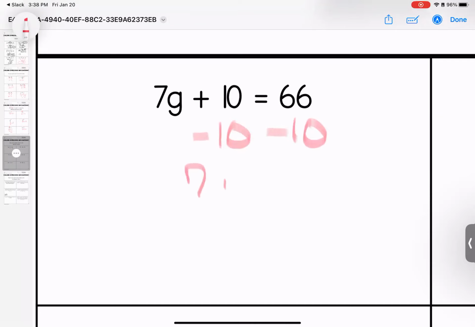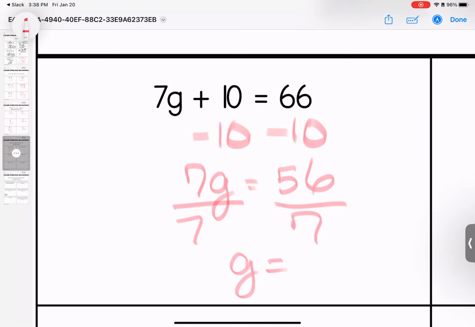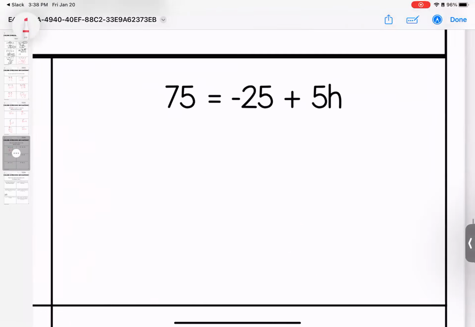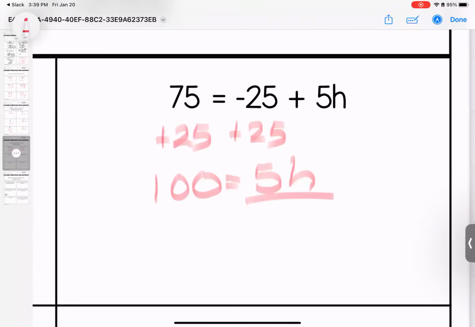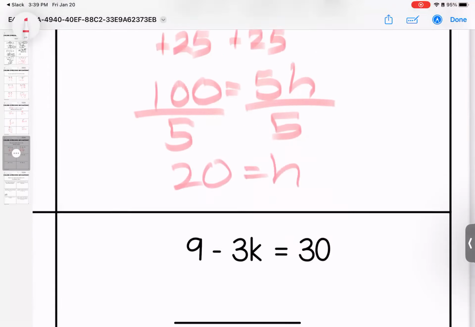When I do that, I have 7g is equal to 56. Divide by 7, opposite operations. g is equal to 8. Over here, I'm going to start with plus 25. So 100 equals 5h, opposite, divide. I have 20 equals h.